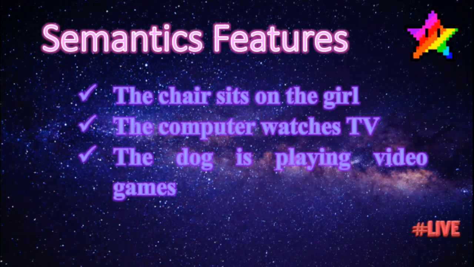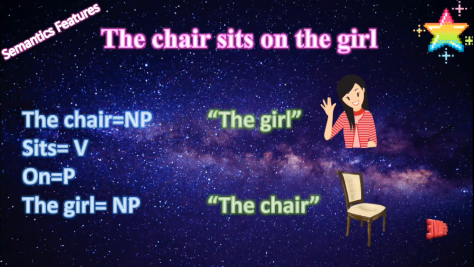The chair sits on the girl. The computer watches TV. The dog is playing video games. These sentences are syntactically correct since they follow the basic rules that syntax asks for. For instance, the first sentence, the chair sits on the girl: the chair is a noun phrase, sits the verb, on a preposition, and the girl is another noun phrase.